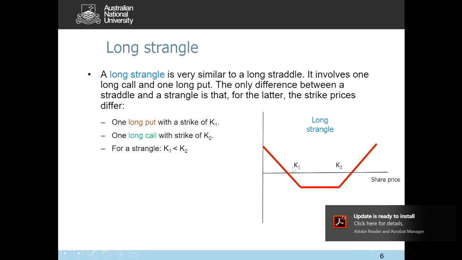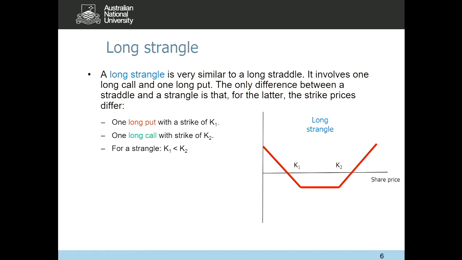Okay? So remember, back to the straddle strategy, the strike price is identical: $9.75, remember? So that was the strategy. Now with the strangle, we have different strike prices. But the recipe is very similar. We still long a put, we long a call. It's just that this time, the strike prices are different.